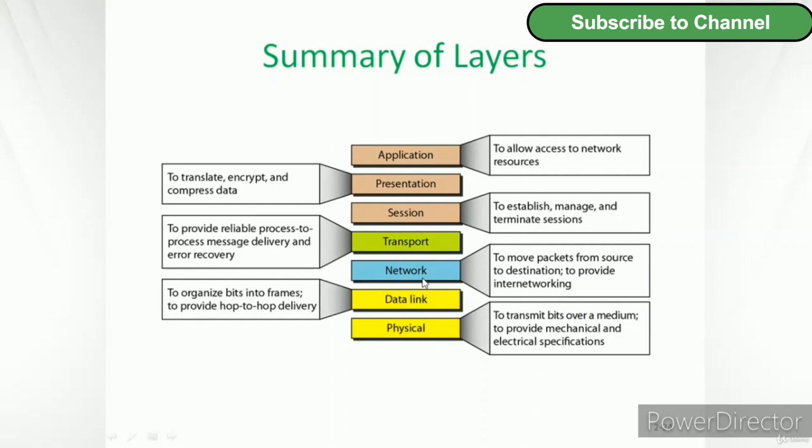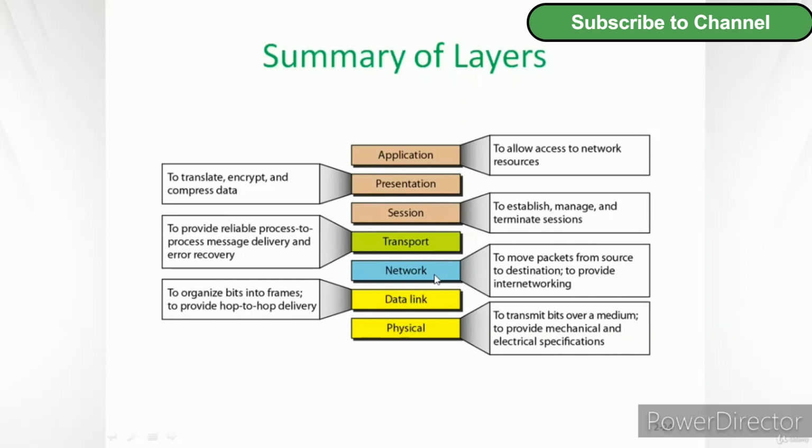Here a summary of each layer is given. You can see this is the physical layer. At this physical layer, the bits are transmitted over the medium, providing the mechanical and electrical specification. This is the work, or we can say duties, of the physical layer. Next one is the data link layer. Here it organizes bits into frames, meaning it is responsible for converting the data into frames, and provides hop to hop delivery. As we have seen, hop to hop means nothing but node to node.